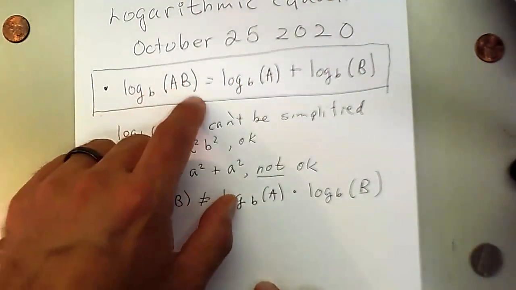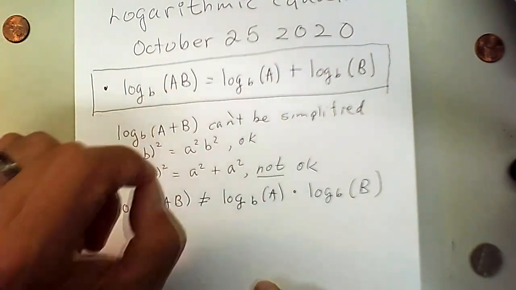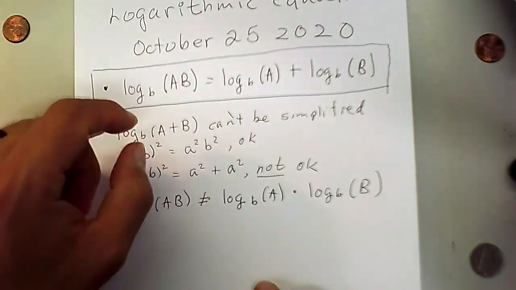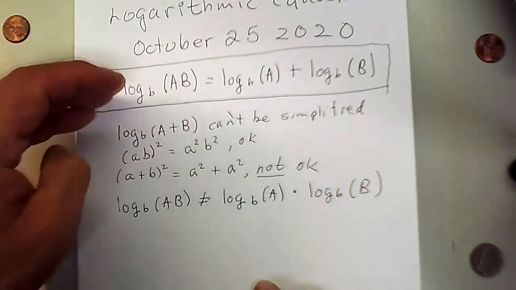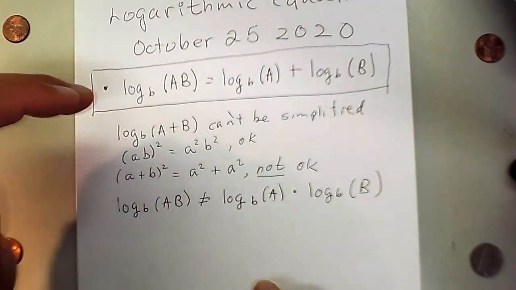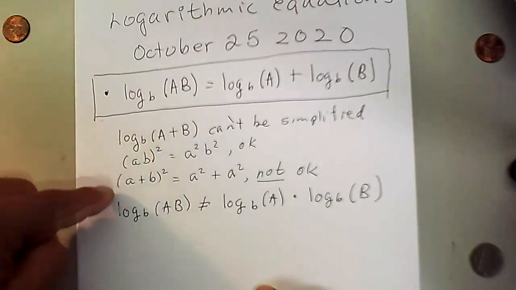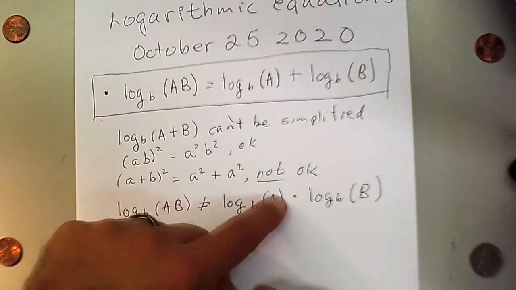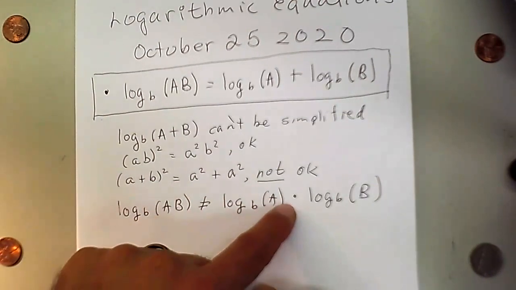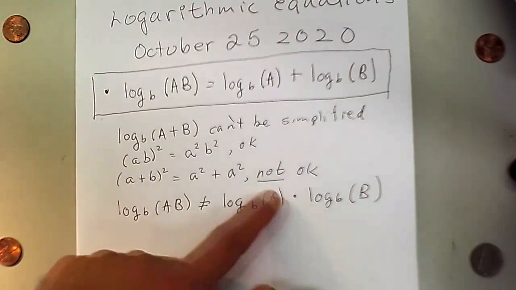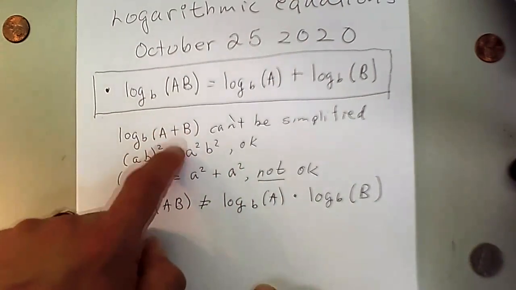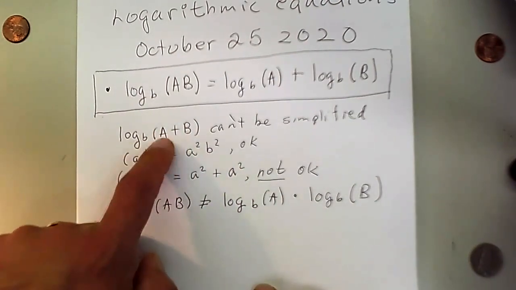Please don't take this too lightly. The reason why we shouldn't take it too lightly is because it only works in a certain way. It doesn't work in other ways, such as that or that. A multiplication doesn't break up into a multiplication. And if we have an addition, we cannot break that up in any way, form, or shape.